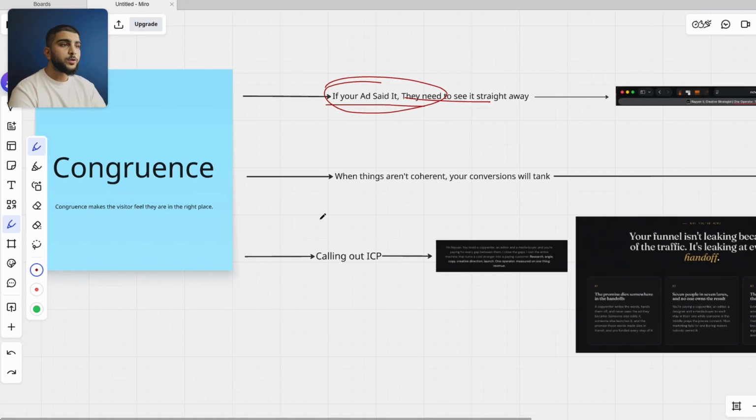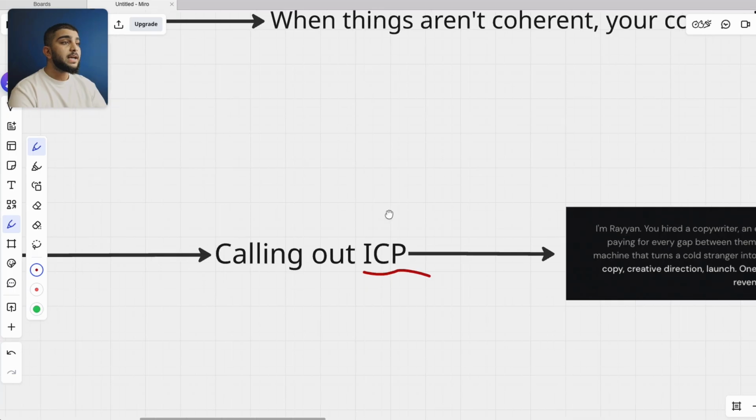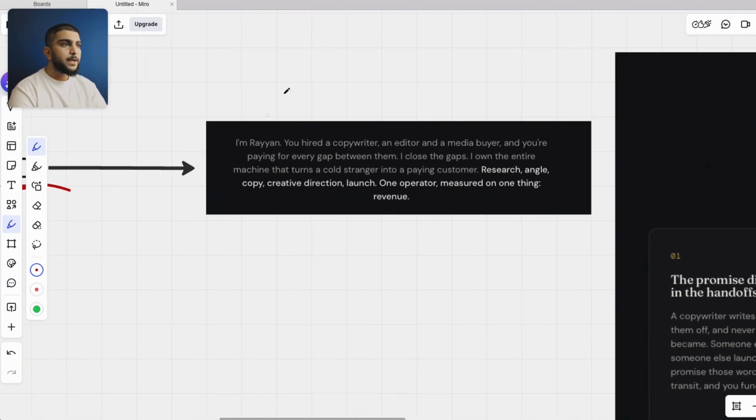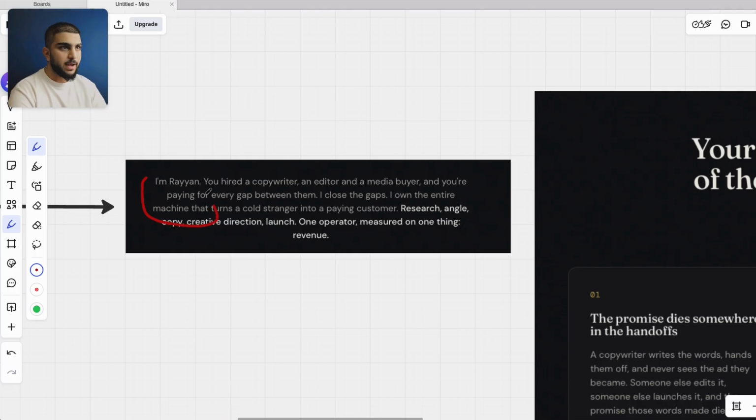The next part of congruency is calling out your ICP. They need to know exactly who the page is for and what it's about. So for example, if you just look at this message right here, you had a copywriter, an editor, a media buyer, and you're paying for every gap in between. I close the gaps, I own the entire machine that turns a cold stranger into a paying customer.